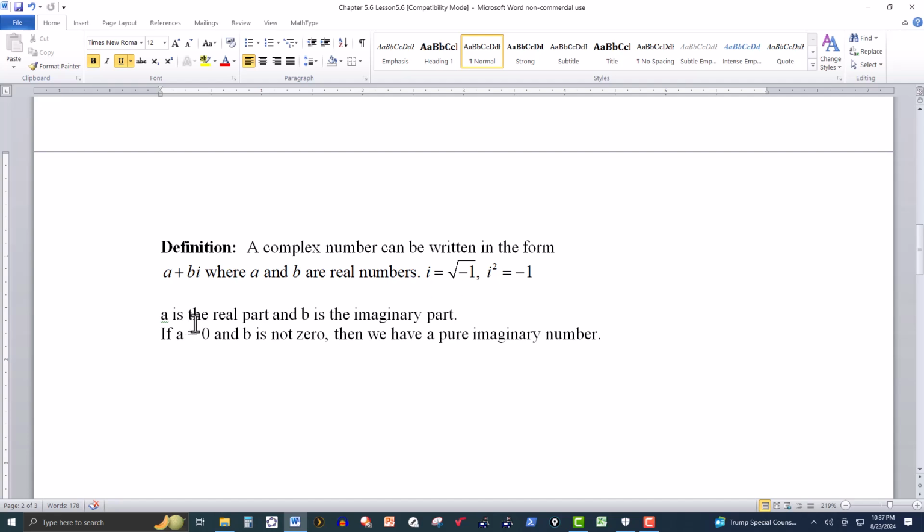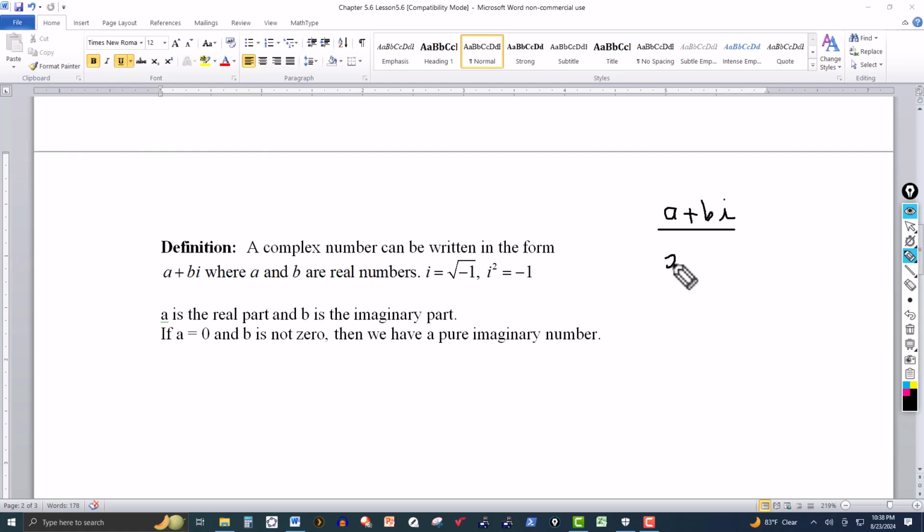We can say that a is the real part and b is the imaginary part, which is associated with the imaginary unit i. And if a equals 0, in other words, the real part is 0, and b is not, then we have a pure imaginary number. So a pure imaginary number would look like 2i or minus 5i. The real part is equal to 0. So when I write a plus bi, by definition that's a complex number.